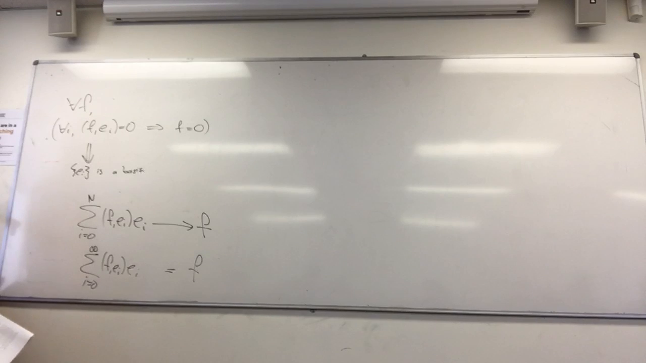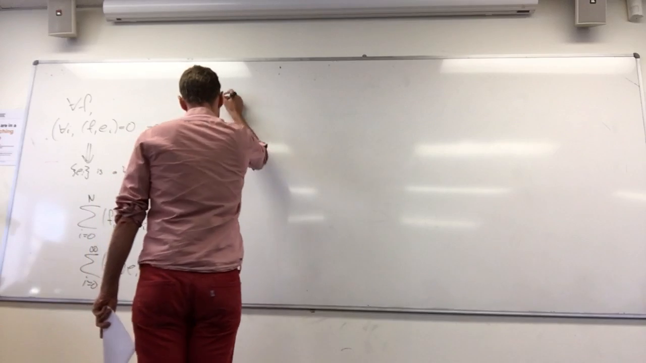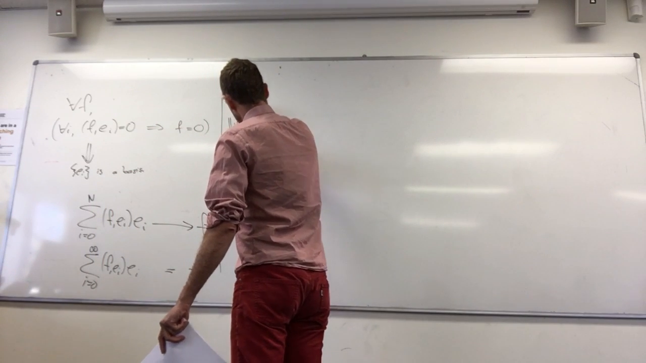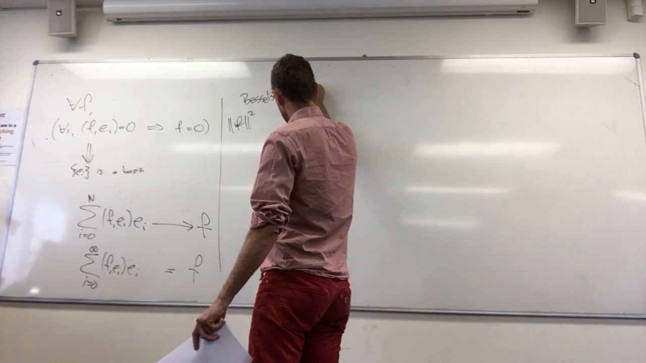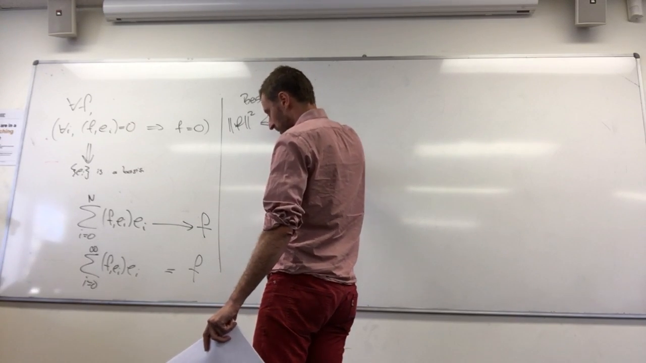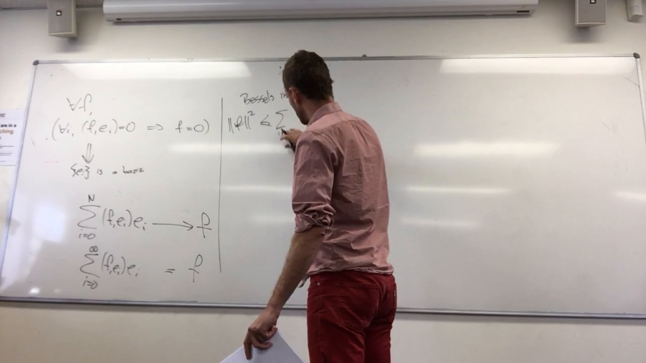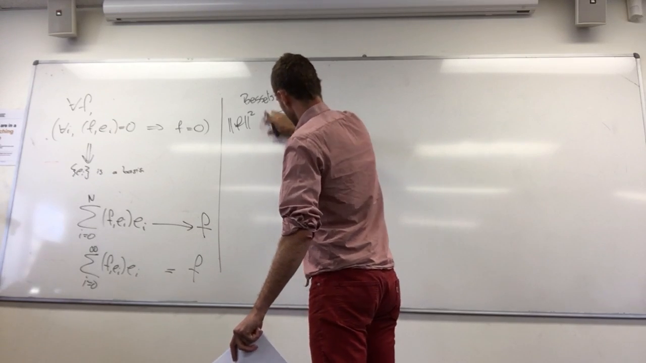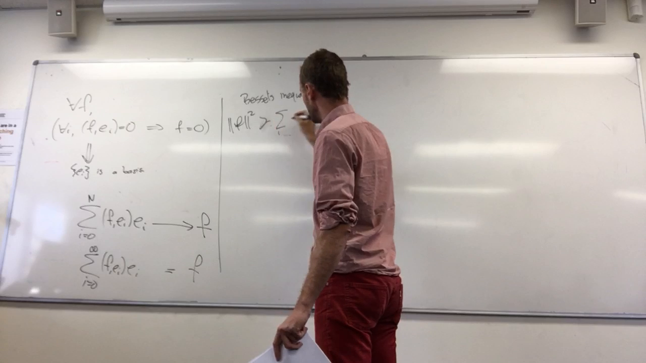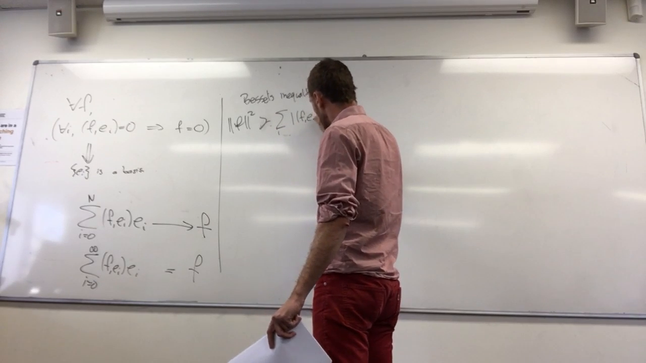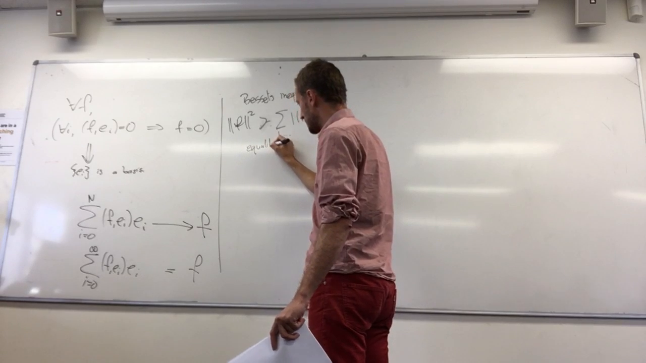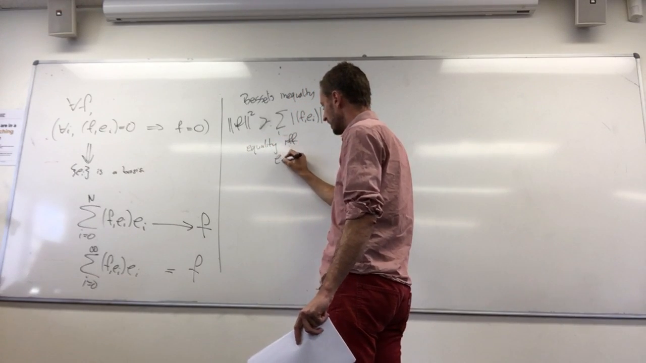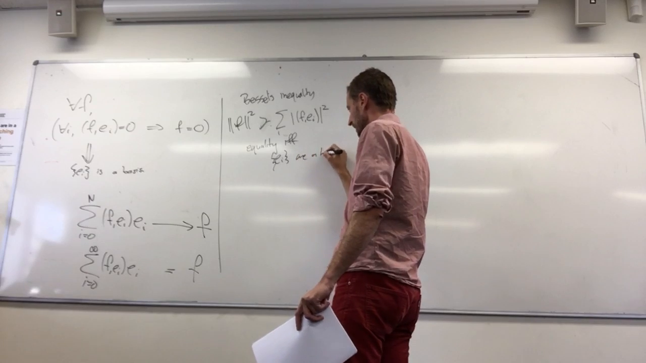And what was the last one? Sum of the absolute value of the inner product with e_i, squared. Yeah, so we had Bessel's inequality, which was that the norm squared of f was always bigger than the sum of the squares of those projections, and you have equality if and only if the e_i are a basis.